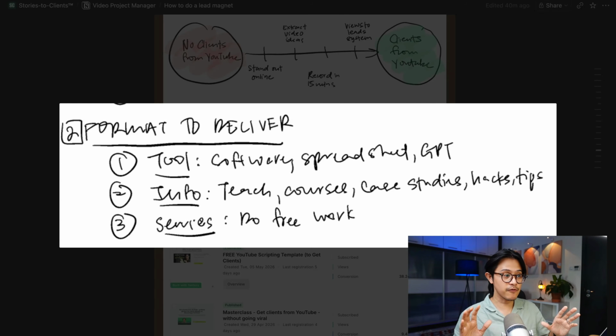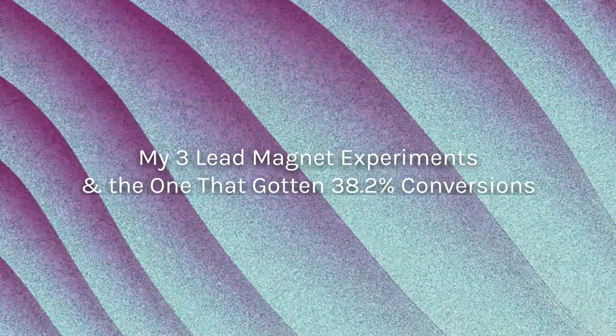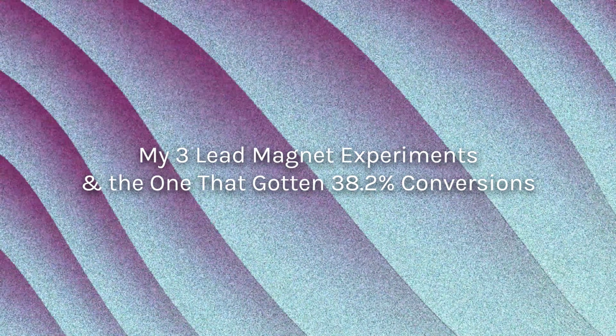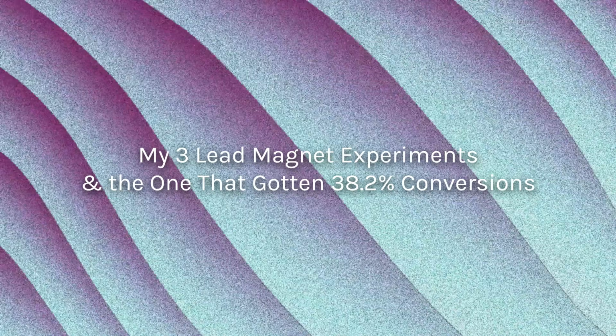Now, all of these formats work, but out of these 3, doing free work for people is not sustainable. And giving more info, for somebody who just met you, just found your video, they're not going to watch your 1-hour masterclass, right? It's a little too much to ask. So if you give them a simple tool that will help them achieve something, that will be the best. So aim for number 1. All right, now we go to step number 2. I'm going to share with you the 3 experiments that I've done on my lead magnet, and I'm going to show you the one that actually got me a 38.2% conversion rate, which is pretty high.